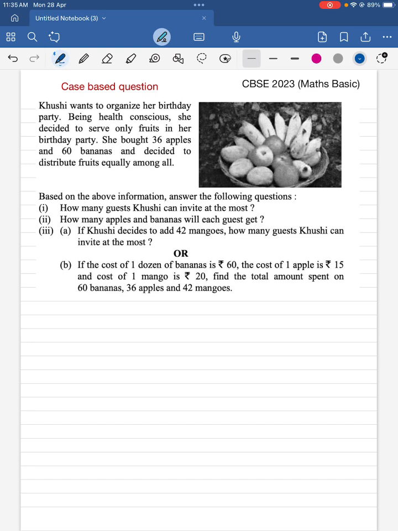Okay, so to find out how many guests she can invite, we need to divide the fruits equally among all of them. So we are looking for the highest number that divides both 36 and 60. Let's try to prime factorize 36 and 60. 36 is 2 squared times 3 squared, and 60 is 2 squared times 3 times 5.